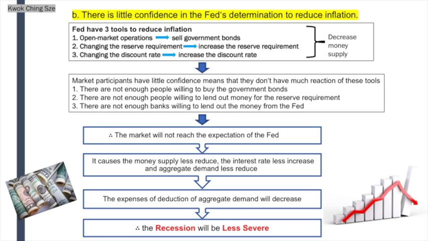For Part B, there is little confidence in the Fed's determination to reduce inflation. The Fed actually has three tools to reduce inflation. Firstly, open market operations: they can sell government bonds. Secondly, changing the reserve requirement: they can increase the reserve requirement. Thirdly, changing the discount rate: they can increase the discount rate.